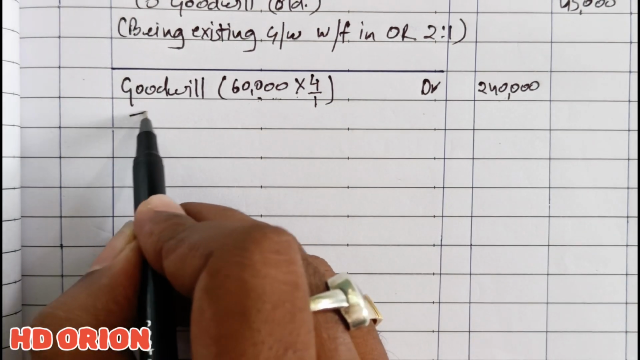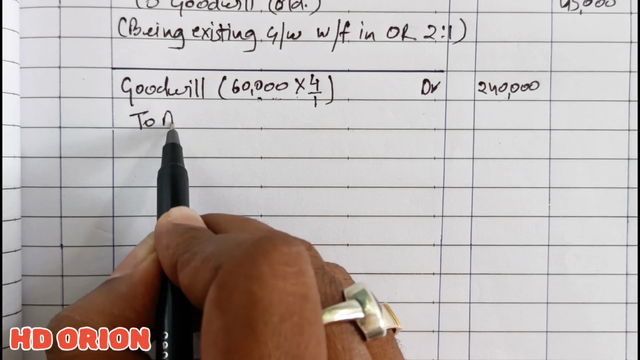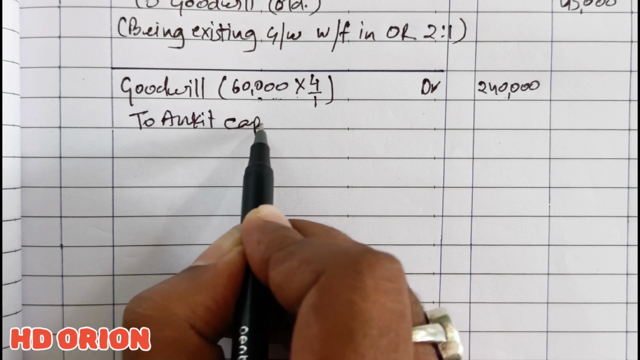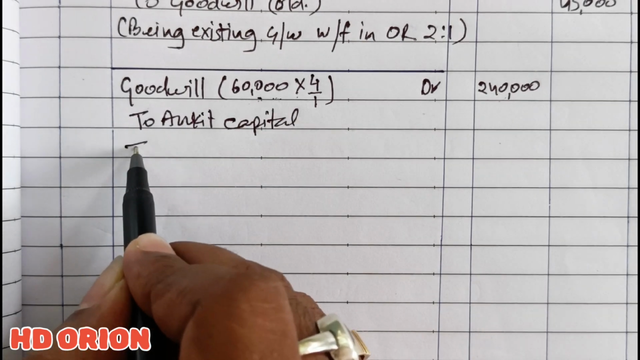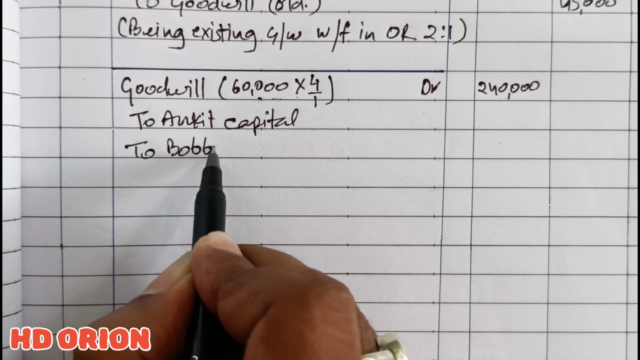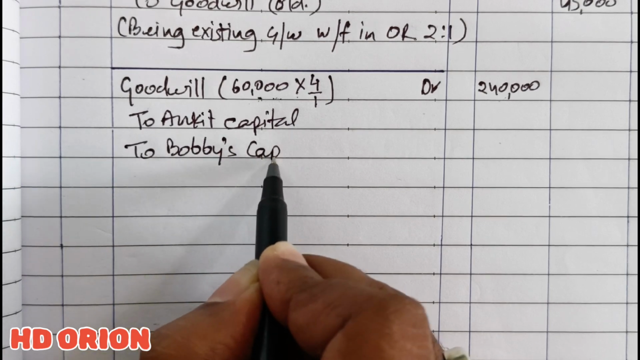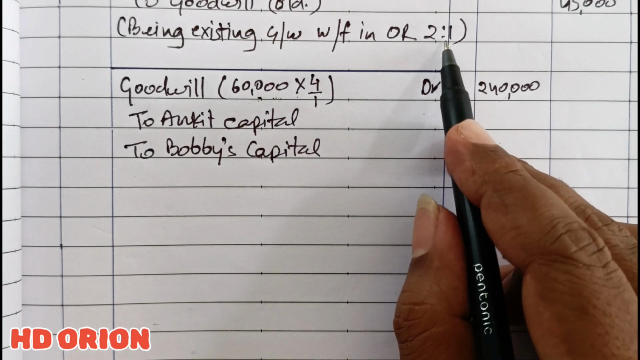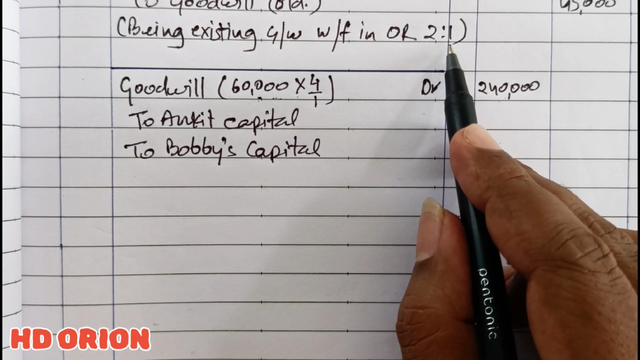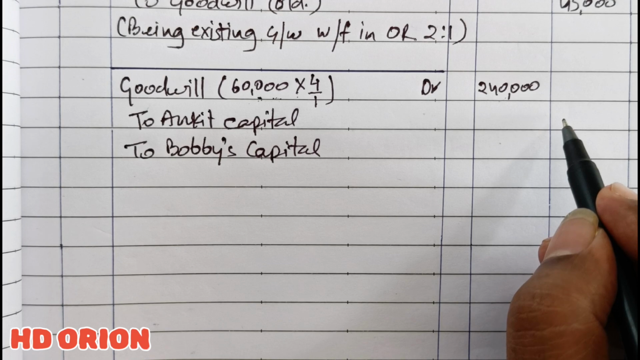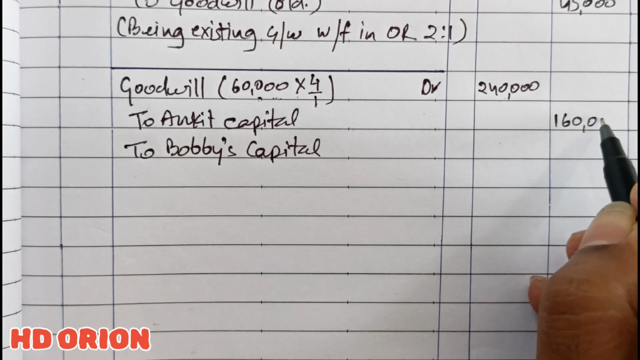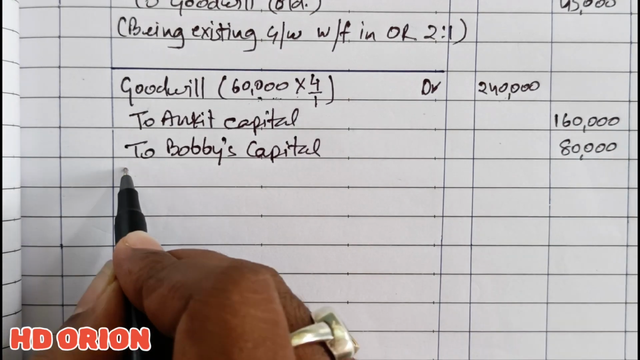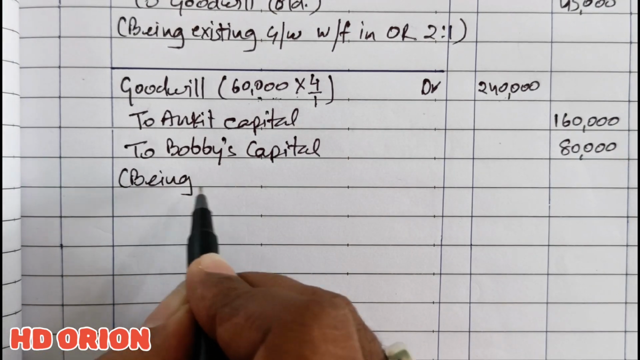And now we will raise it to the old partners, that is, credit Ankit's capital account and Bobby's capital account. In which ratio? In the old ratio. This is the old ratio, that is 2:1. So raising of goodwill will take place only in the old ratio. So 1,60,000 and ₹80,000, being goodwill raised.